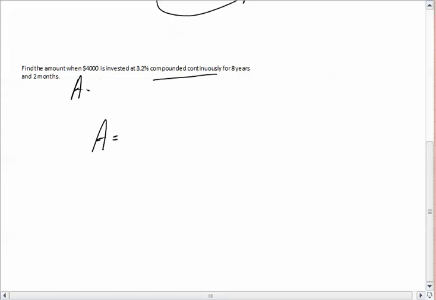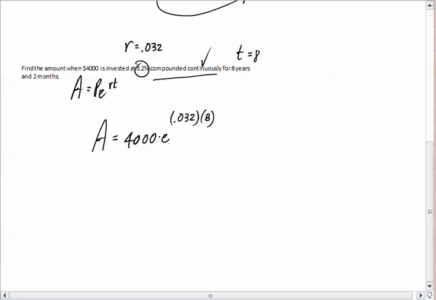So immediately I know I'm going to use this formula, right? Okay, 4,000 is invested, oh, let me get that, 0.032, okay? It's going to be times e to the 0.032 power, but times 8, okay? That's the t is 8, my r is 0.032. And again, there's no n because it's compounded continuously. And here we go. Let's get that into the calculator.